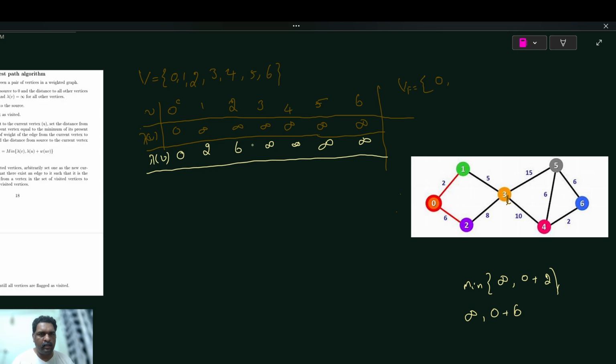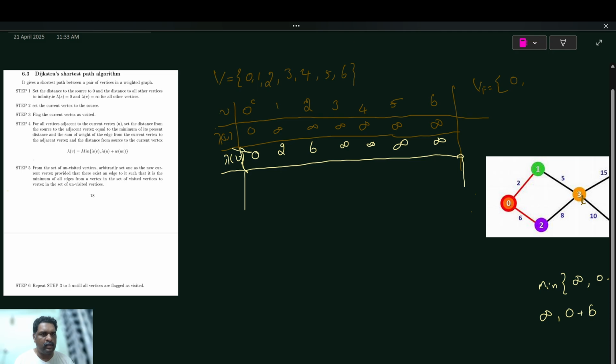Now we proceed further and recalculate the value of lambda by visiting each and every vertex. So far we visited only the vertex 0. Now we have to choose a second vertex which is to be visited. So the process is simple. From the set of unvisited vertices, we have to choose a vertex. So there are unvisited vertices 1, 2, 3, 4, 5, and 6, and we have to choose a vertex out of these, which is known as the new current vertex.